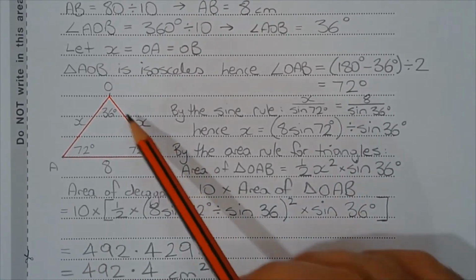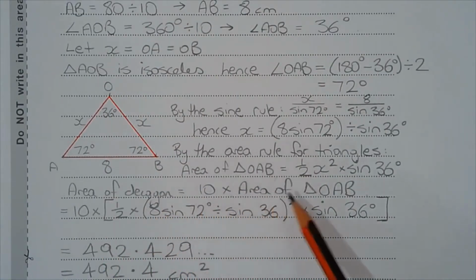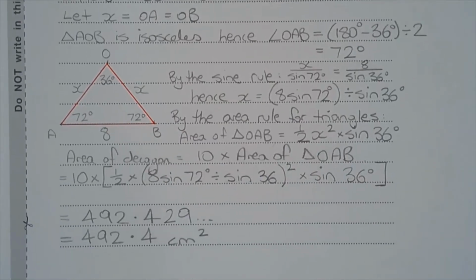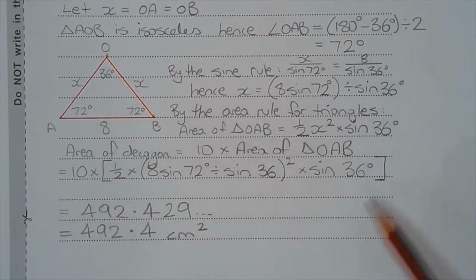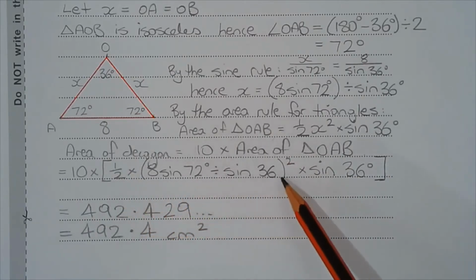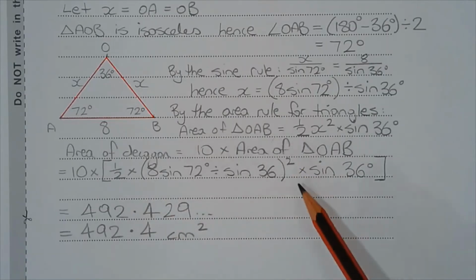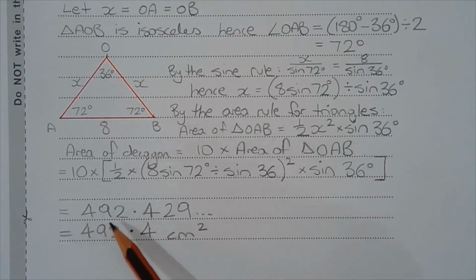Now a decagon is made up of 10 of these triangles. So the area of the decagon is equal to 10 times the area of triangle OAB, which is equal to 10 multiplied by, in square brackets here, half multiplied by (8 sine 72 degrees divided by sine 36 degrees) squared multiplied by sine 36 degrees. So that's the half x squared multiplied by sine 36 degrees, and that equals 492.429... and that rounds to 492.4 square centimeters, correct to one decimal place.